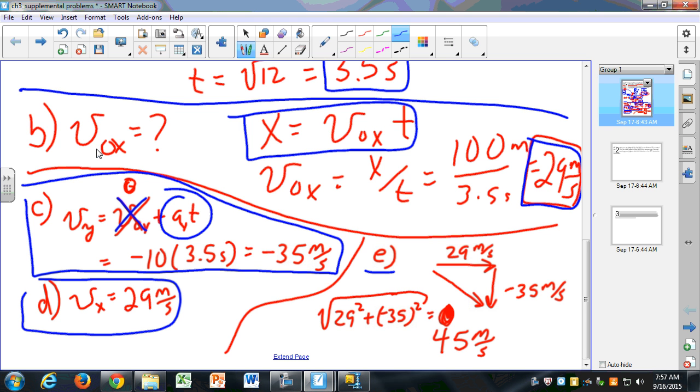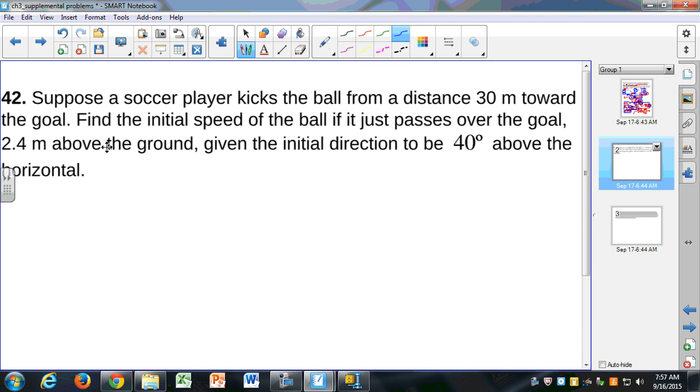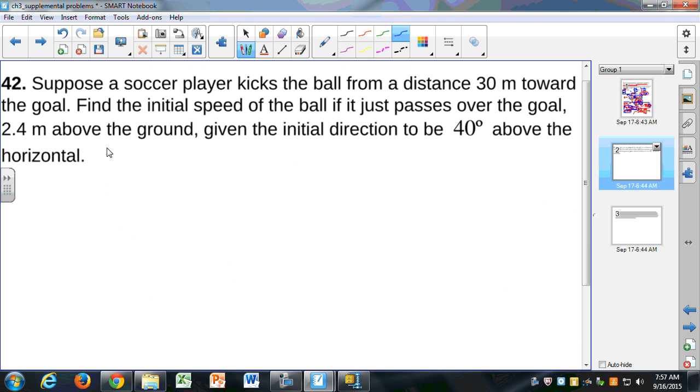Look at this next one. Is that okay? It's a little more difficult in the way that you solve it, but you still use a lot of the same techniques. Okay, so here we have a soccer player who kicks the ball from a distance of 30 meters towards the goal. Find the initial speed of the ball if it just passes over the goal 2.4 meters above the ground, given the initial direction to be 40 degrees above the horizontal.